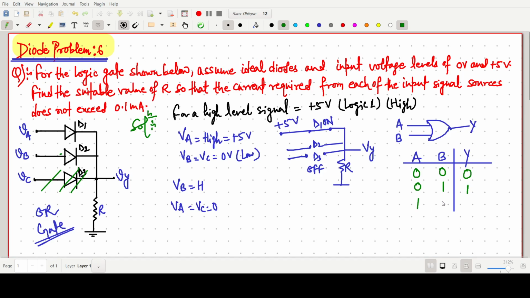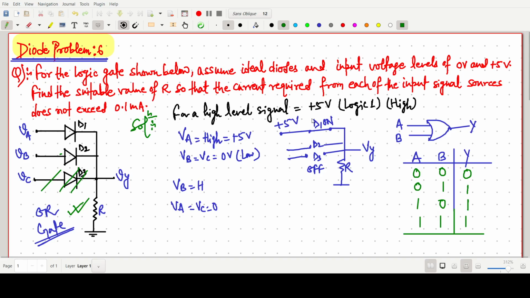If A is high, meaning plus 5 volt, its diode is on. B is off when 0, but the output will remain 1, the same input voltage coming here. When both are 1, the output is simply 1. This is nothing but the OR gate function, so this circuit represents an OR gate.